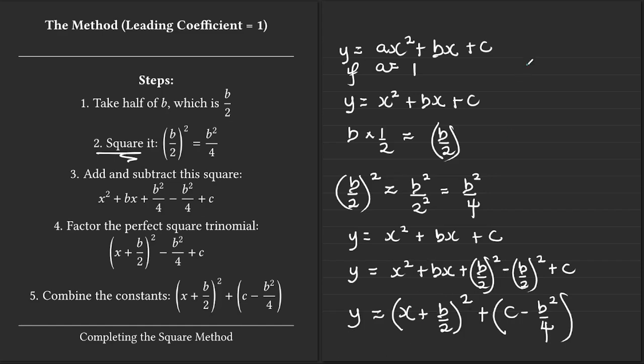What we have is x plus b over 2 all squared. So using our binomial theorem, we can easily expand this. So we have x squared, then plus 2 times x times b over 2. Then we have the last term, which is b over 2 squared. So plus b over 2 all squared.